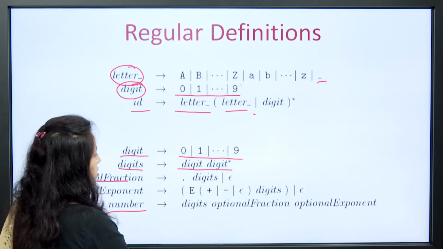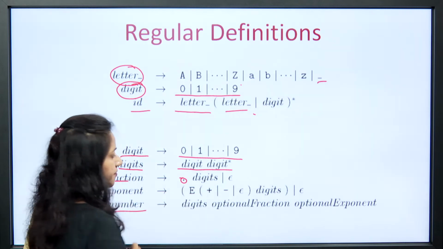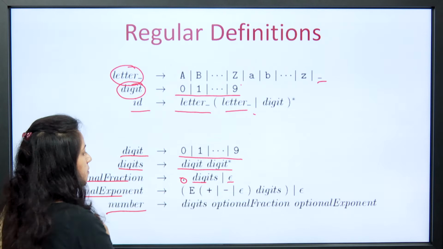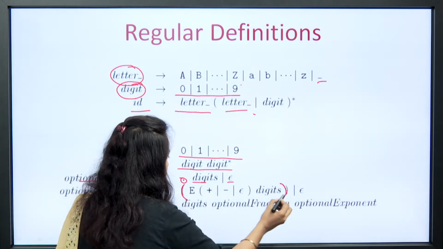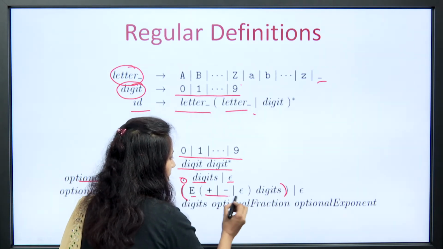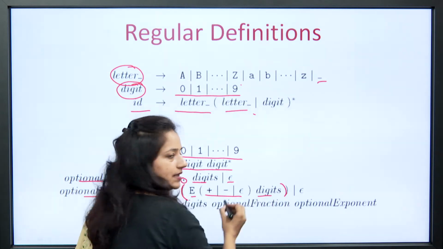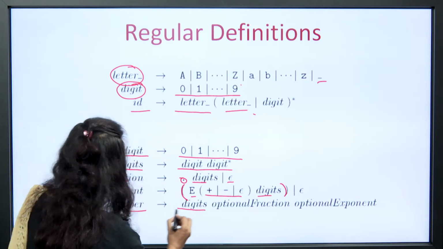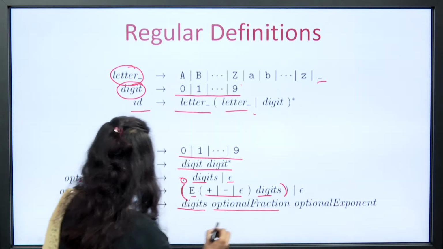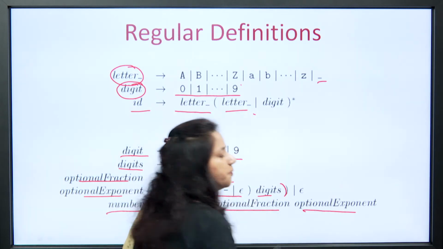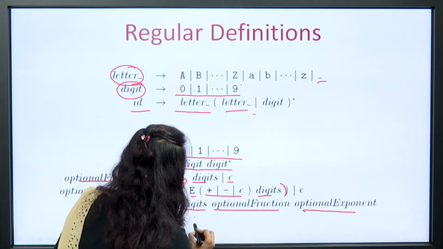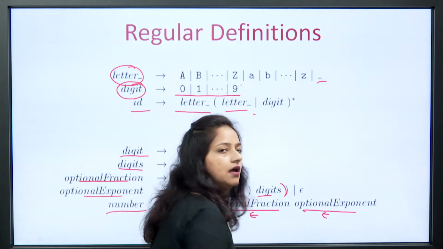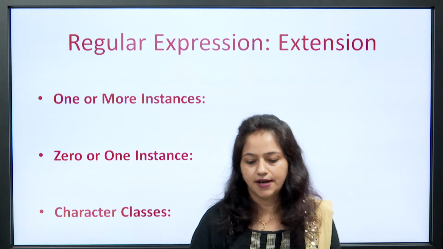Then optional fraction means decimal followed by digit, or null. Optional exponent means, in parenthesis, we have exponential, then plus, minus or null, followed by digit, or null. Now, number can be defined as digit followed by optional fraction followed by optional exponent. It is quite possible that if number is 125, then from here we may take null and here we may take null. So, any number can be defined from here.